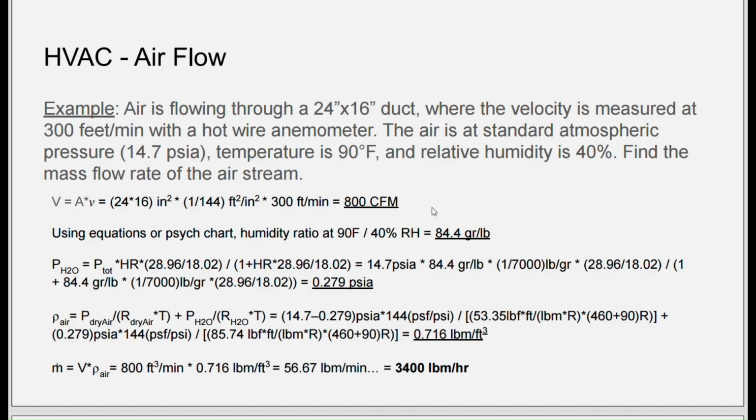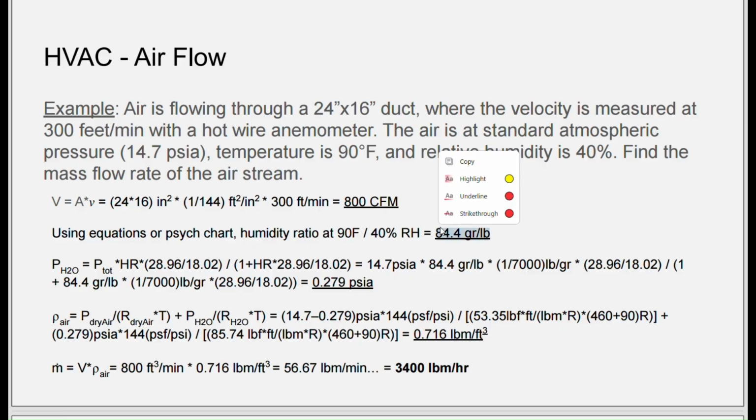Well, we can find the density if we know our partial pressures of our dry air and our water vapor, because we can use the ideal gas law to find density is P over RT. What we do know about the humidity in the air is that it's 40% relative humidity. So what does that mean? That means that we're 40% saturated at 90 degrees Fahrenheit, which means the actual partial pressure of our water vapor in this air is 40% of the saturated pressure at 90 Fahrenheit. So let's use our equations to translate what I just said there.